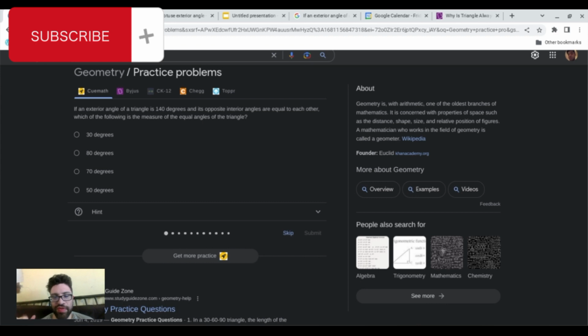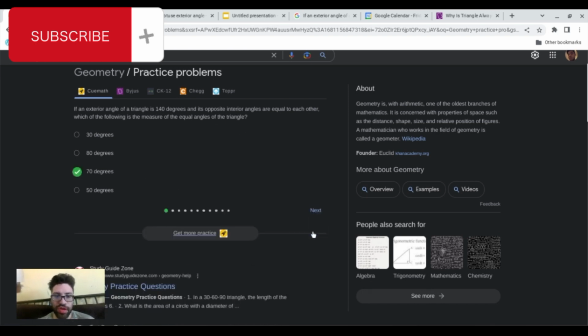And just to further emphasize the question again, if an exterior angle of a triangle is 140 degrees and its opposite interior angles are equal to each other, which of the following is a measure of the equal angles of the triangle? 70 degrees. And we got it right.